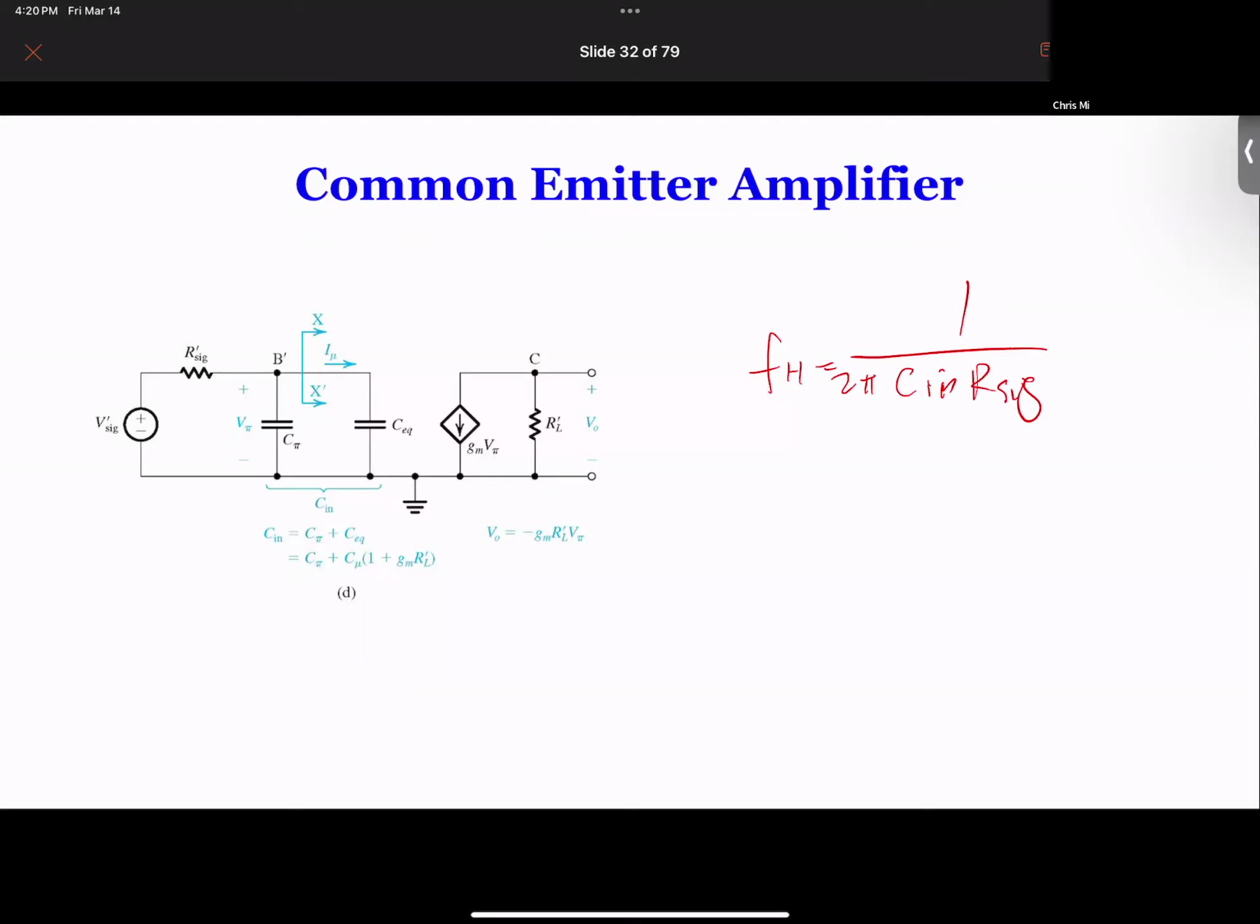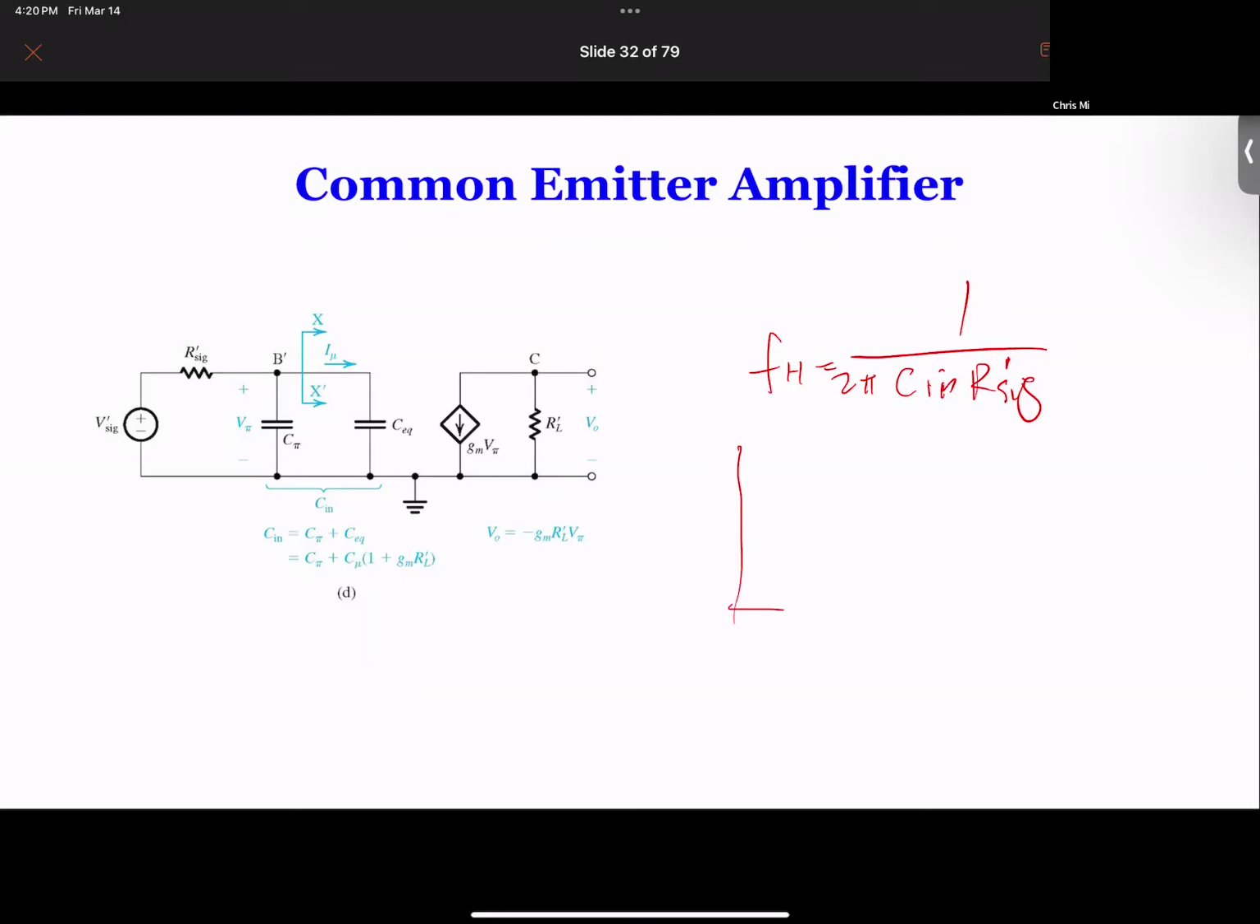Right. And of course, this here is C in, a prime, which is R pi in parallel with R SIG. That's the difference. In a MOSFET, it's just R SIG, but here it's R SIG prime. So you get this FH, and then of course you get the middle band gain.